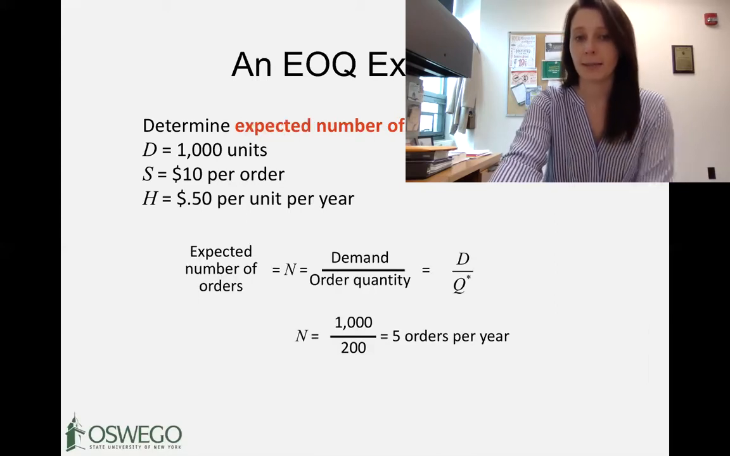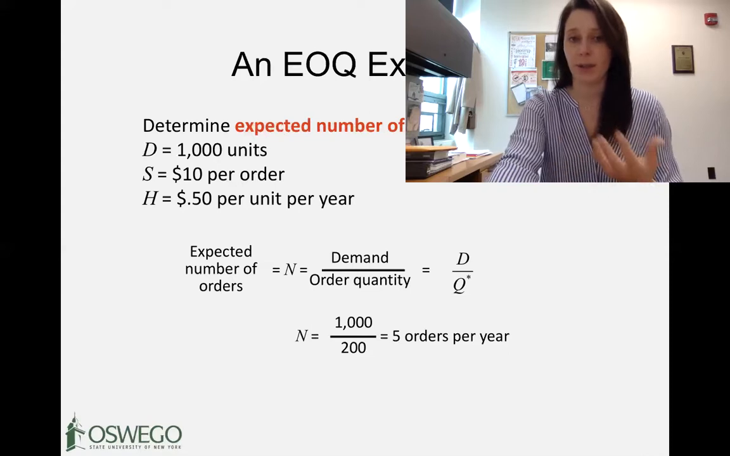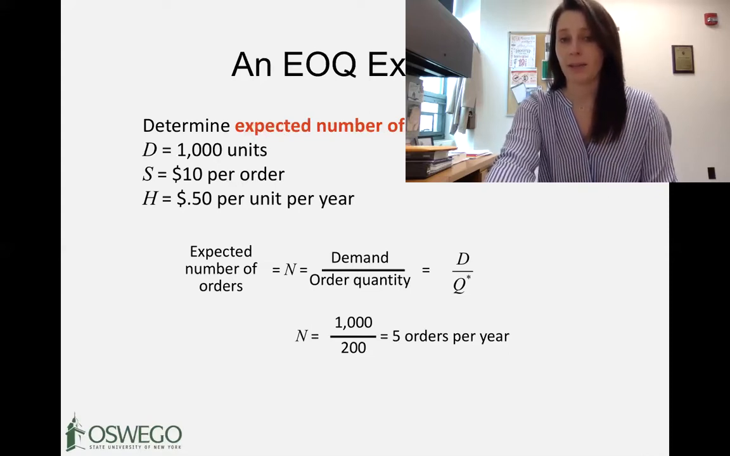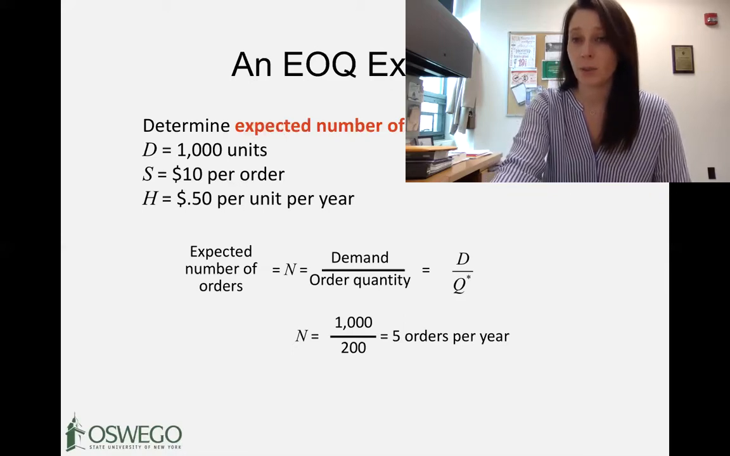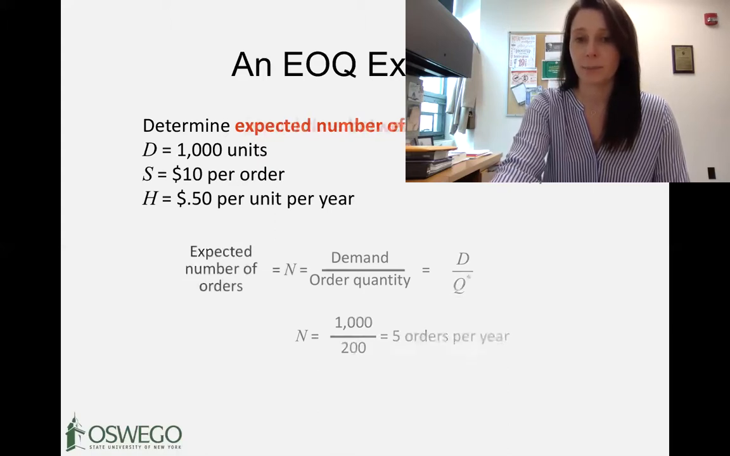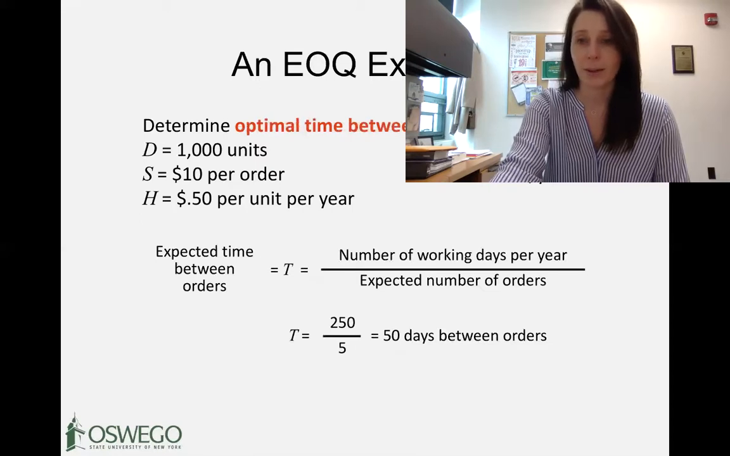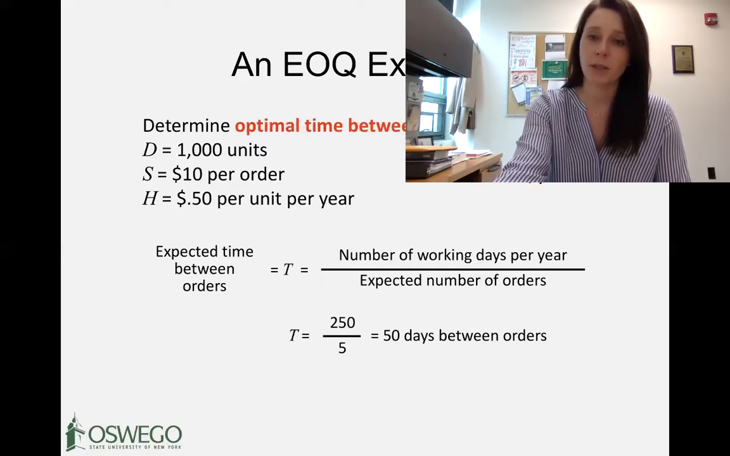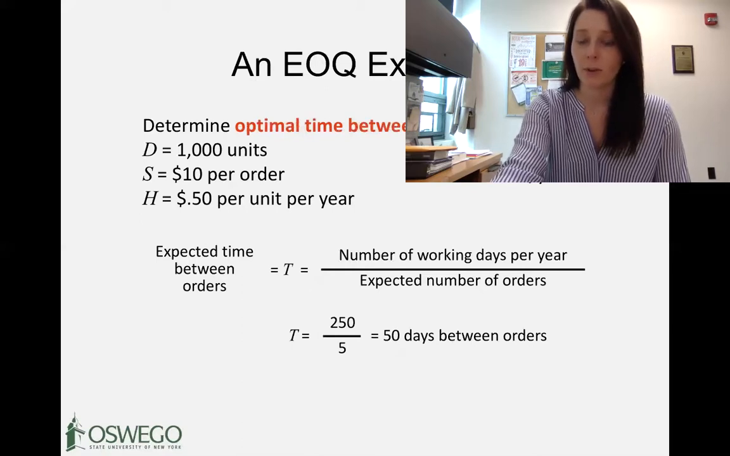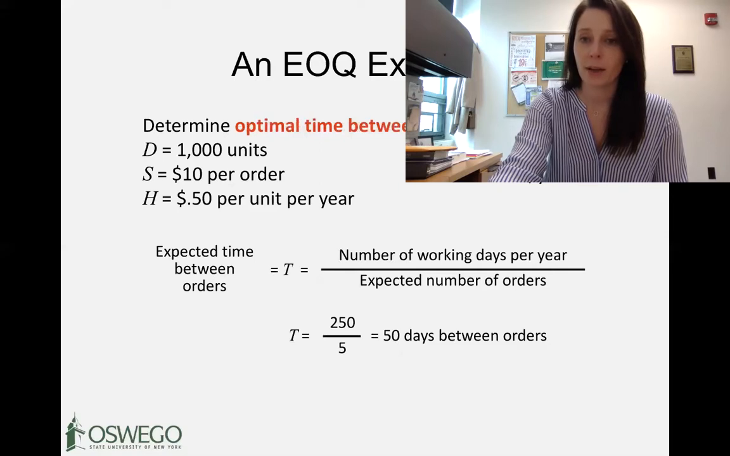So putting this into practice, what's our expected number of orders per year? Our N is going to be equal to our annual demand, which again is 1,000, divided by our order quantity, Q star, which we just solved for, which was 200. That suggests that we place approximately 5 orders each year. And then what's the expected time between orders? That's simply the number of working days per year, which we generally assume to be 250, divided by the expected number of orders, which we just solved for, which was 5. That tells us that about every 50 days, we should be ordering the economic order quantity of 200 needles.